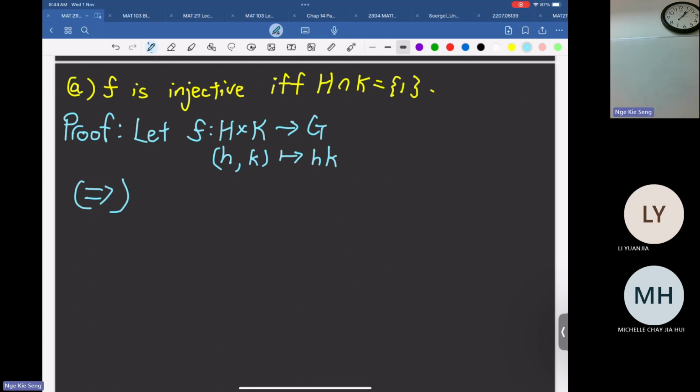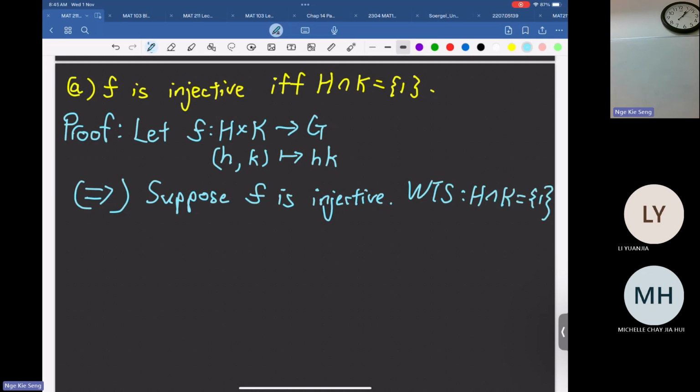So what can you do? Okay, what can you do? You see, there's some trick in proving, right? Okay. So let's write down what we want to do first. So suppose f is injective. We want to show that H intersect K is the identity.